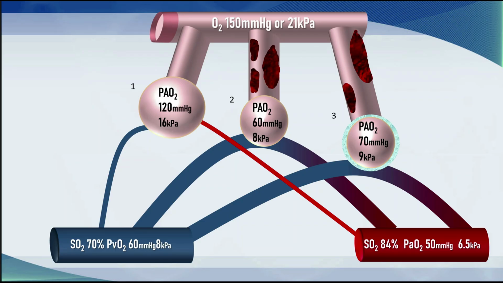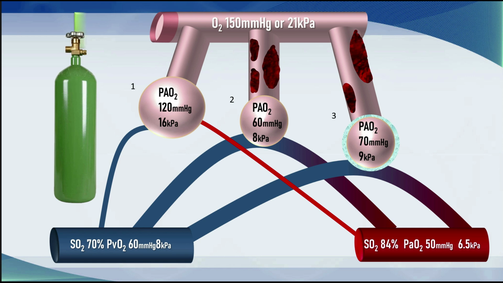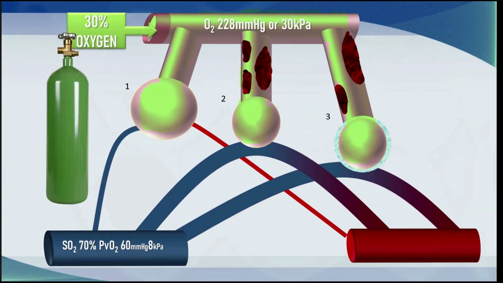And we are going to administer 30% oxygen. Although you might think that increasing the FiO2 from 21% to 30% is not much, that's actually a huge increase in the FiO2, with the result that the PiO2 increases up to 228 millimeters of mercury or 38 kilopascals. Let's see what happens as that oxygen works its way down into the airways.